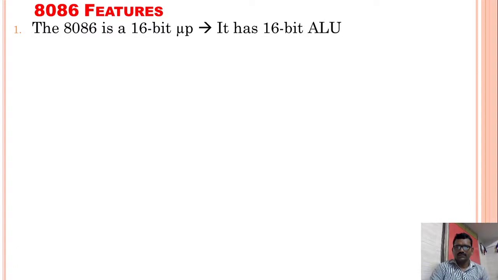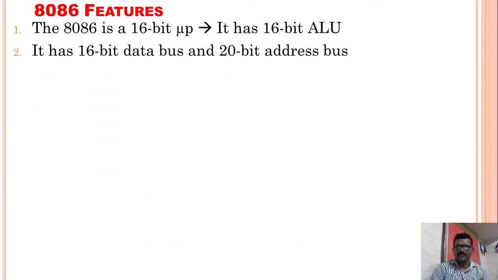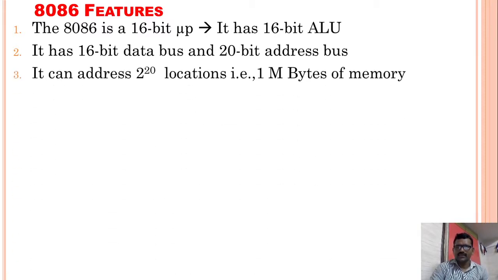The first and foremost feature is that the 8086 is a 16-bit microprocessor, which indicates it has a 16-bit ALU and it performs operations on 8-bit or 16-bit data. It has a 16-bit data bus and a 20-bit address bus. So at a time, the 8086 microprocessor can receive or send 16-bit data. The address bus indicates the external memory capacity of a microprocessor. The 8086 has 20 address lines, so total memory locations are 2 power 20, which is equal to 1 megabyte of memory.